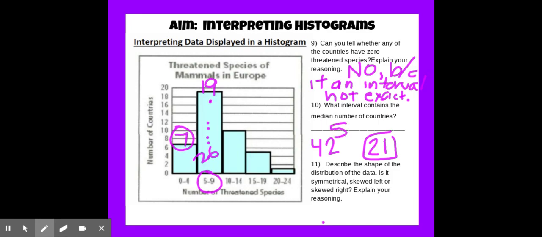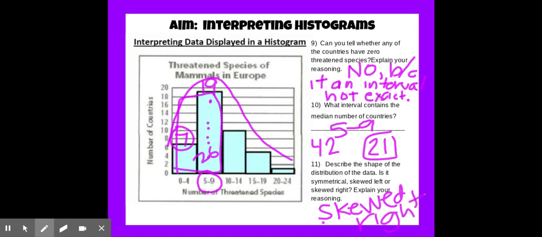So usually when we're figuring out which interval contains the median, we really count up from left to right. And I said before that this would be symmetric, and I lied. I apologize. This is not. This is actually a graph that's skewed right because the cluster is over here on the left. So we are going to say this is skewed right because the cluster of data is on the left. And I can't write the because, but you can.